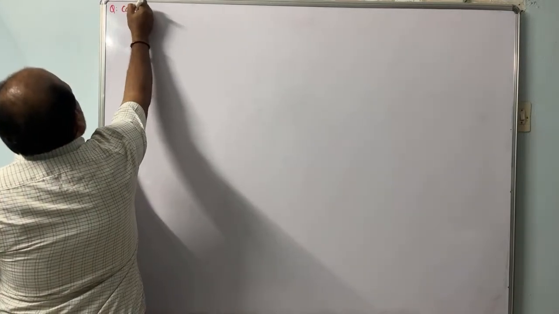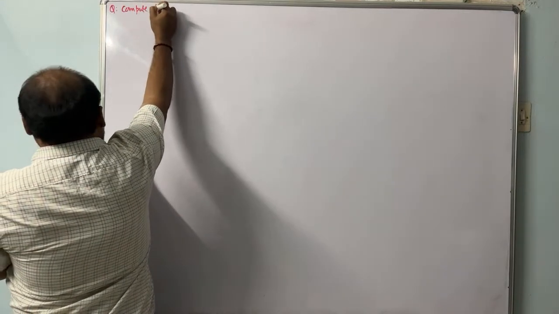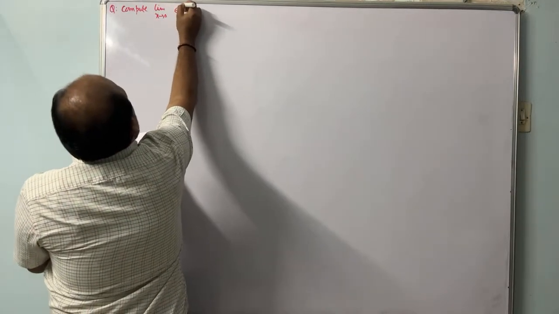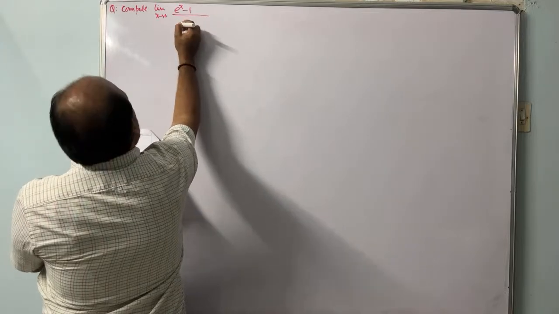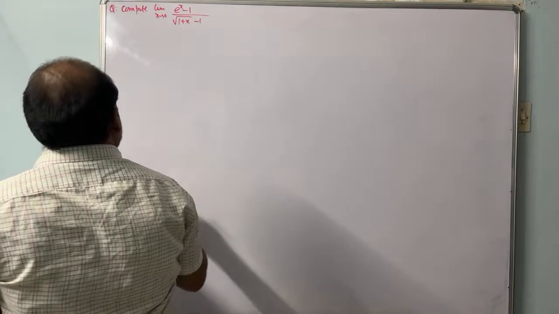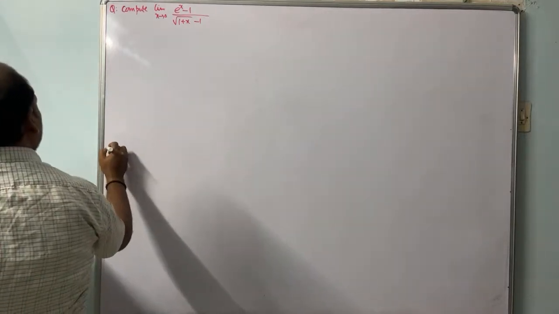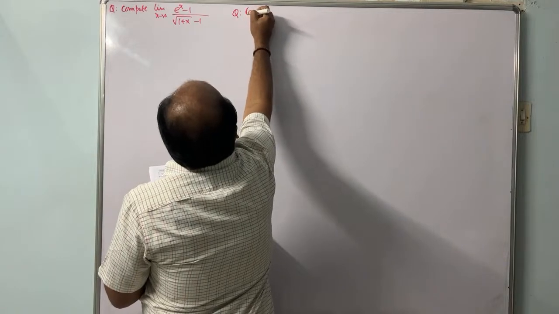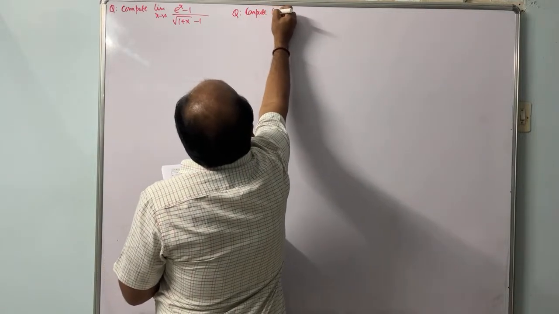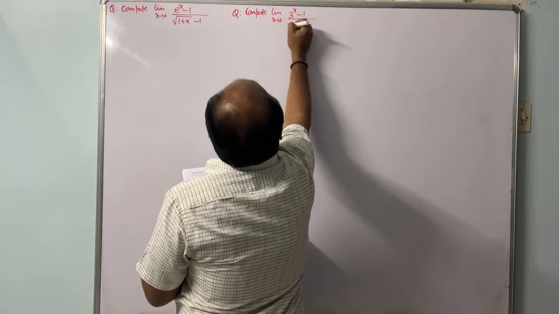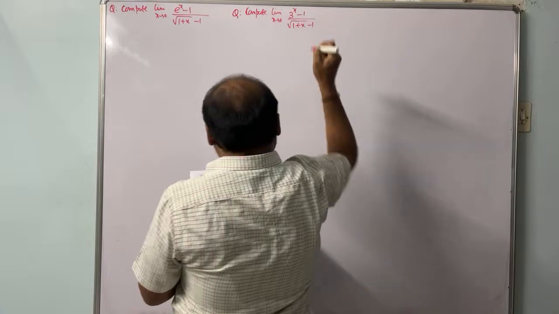You compute limit x tends to 0, e power x minus 1 by root of 1 plus x minus 1. Similarly, compute limit x tends to 0, 3 power x minus 1 by root 1 plus x minus 1.